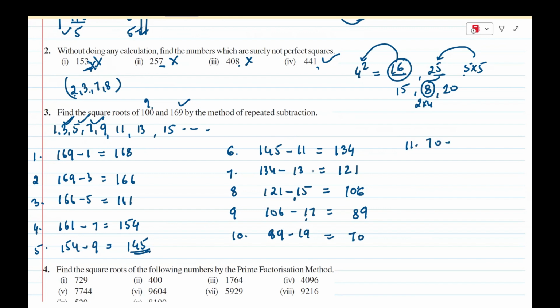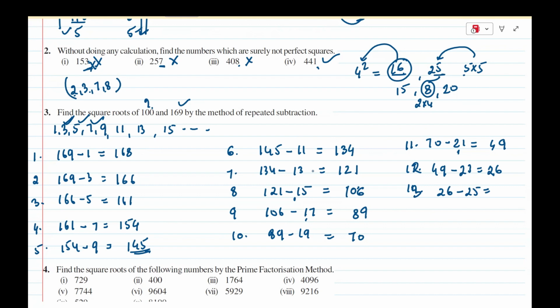Next, 70 minus 21 is giving you 49. Next, 49, we are almost there. 23 will give you 26. Next number, sorry, I have forgotten. This is 30. So 26 minus 25. See, we have definitely done some mistakes.